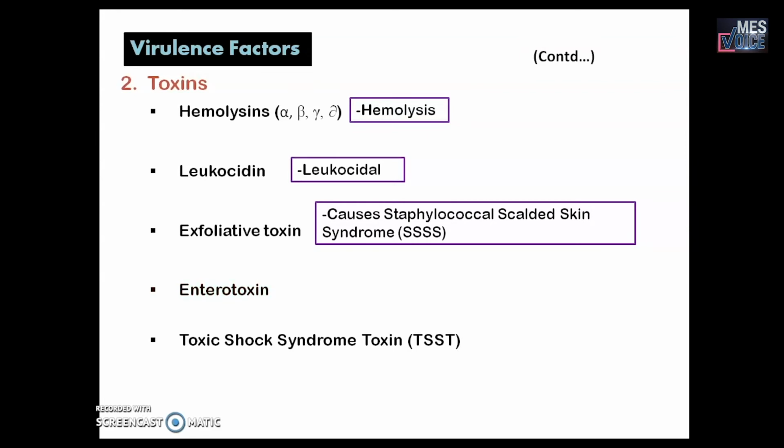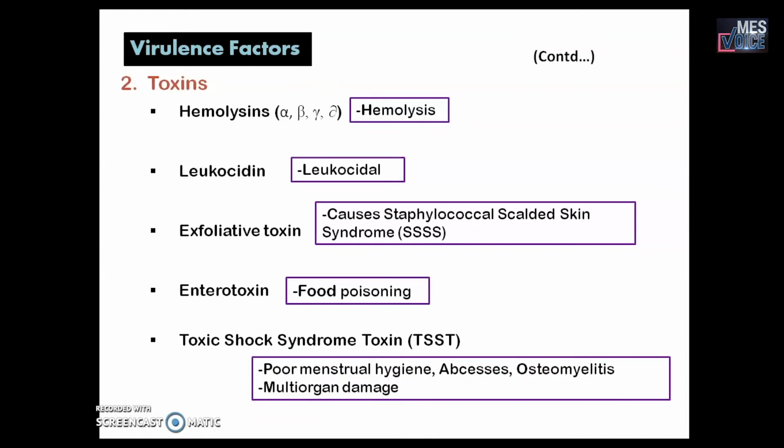The next toxin is enterotoxin, which is involved in food poisoning. The last type of toxin is toxic shock syndrome toxin, that is TSST. It leads to multi-organ damage and is caused by poor menstrual hygiene.